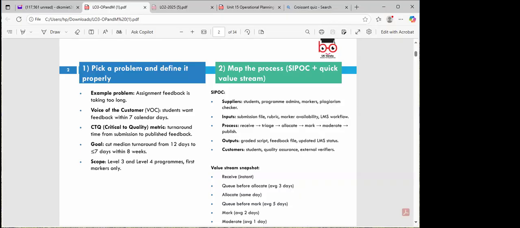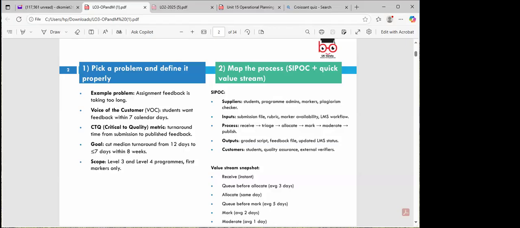Okay. So another one, mapping a process. One was a problem. You map a process, whether SIPOC plus quick value stream. So if you SIPOC, the suppliers, students, program admins, markers, plagiarism. You know plagiarism, don't you? Okay. So plagiarism. These are all things that we have to check. What may be the inputs? Submission file. Plagiarism, of course, when you submit a file, that is how we can check and see if you plagiarized or not. So the inputs may be the submission file, marker availability, or workflow.